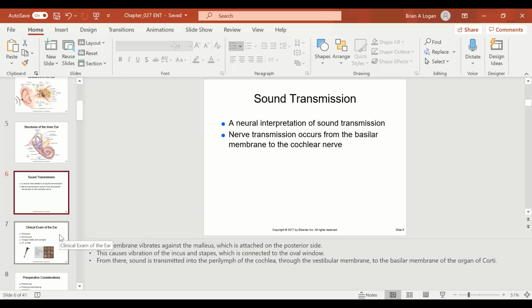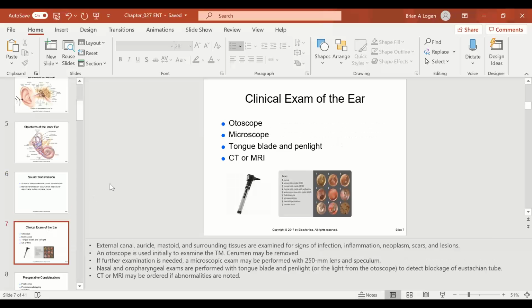Seem easy enough? Everybody kind of understand that? So if you were asked something like that on a quiz or a pop quiz or something, you might be able to track the transmission of sound through the ear. Excellent. So now we'll get into some diagnostics.